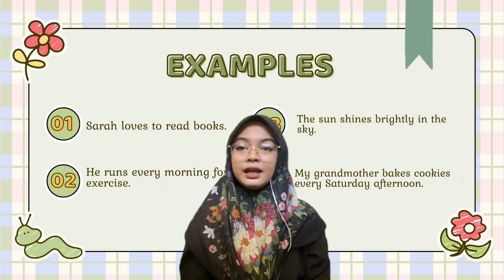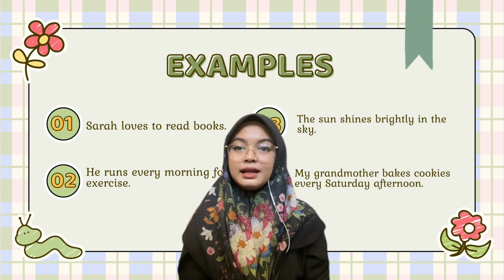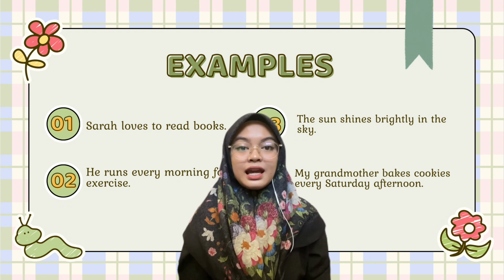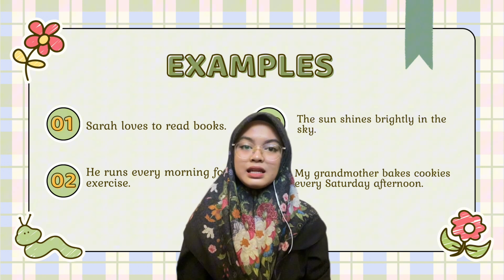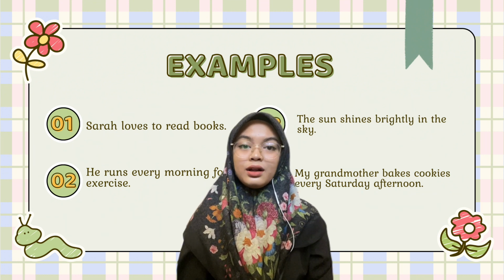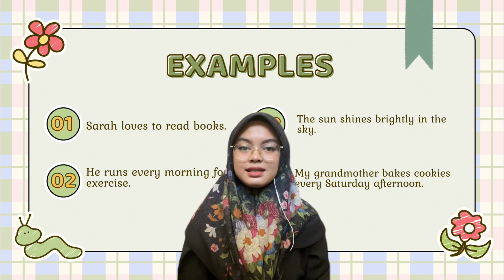Next: He runs every morning for exercise. The sun shines brightly in the sky. My grandmother bakes cookies every Saturday afternoon. Can you find similarities between these sentences? Well, each sentence has one subject and one verb, and each sentence has only one independent clause. That's what makes them simple sentences.